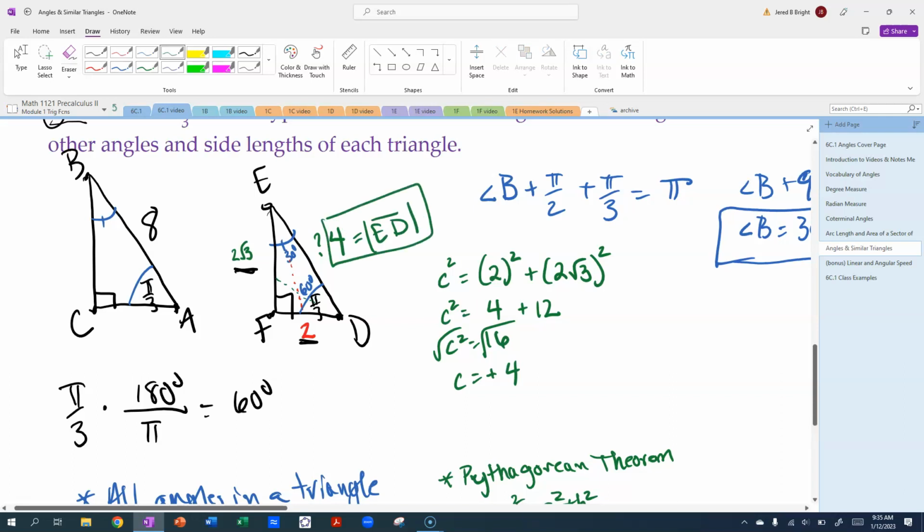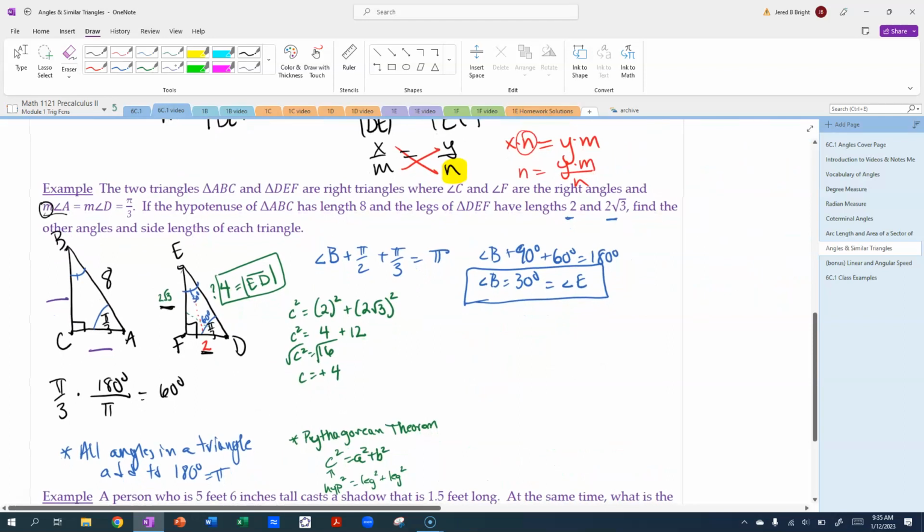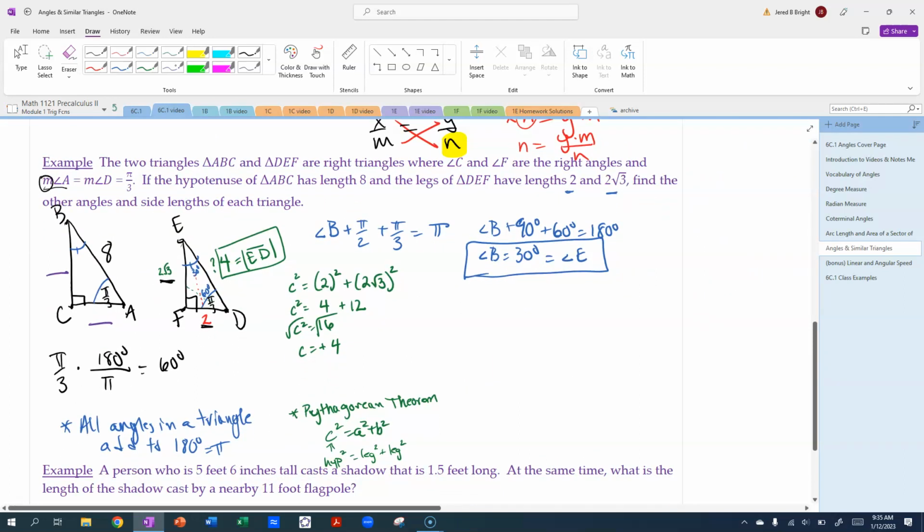We're almost ready to be done. We need to find the other missing side lengths here, so BC and AC. All right, so now this is where I can use similarity. I know the triangles are similar, so I'm just going to make a note. So I have similar triangles.